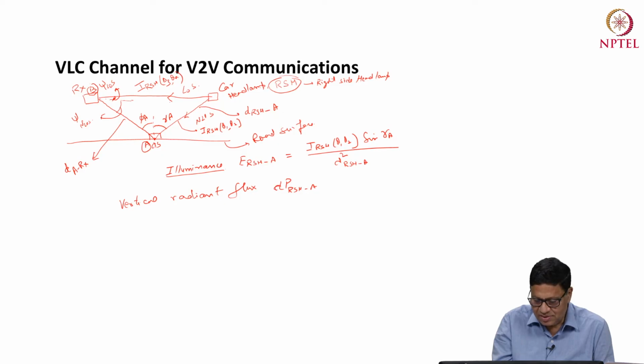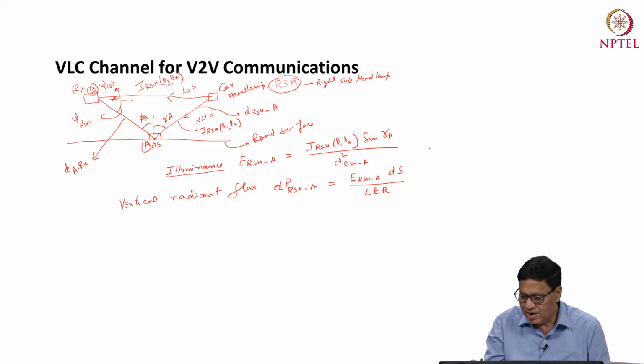Let us call as dP, because we are considering only a small area dS, from the right side headlamp and from position A, is given by E RSH A into dS divided by LER, where LER is important here. LER is luminous efficiency of radiation.